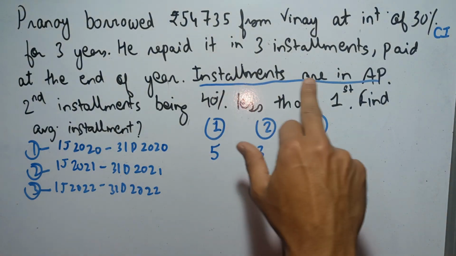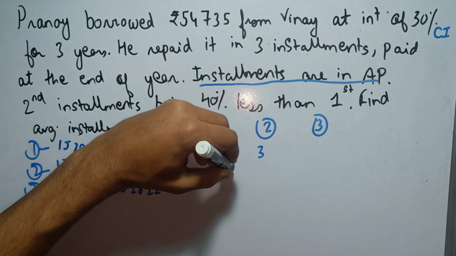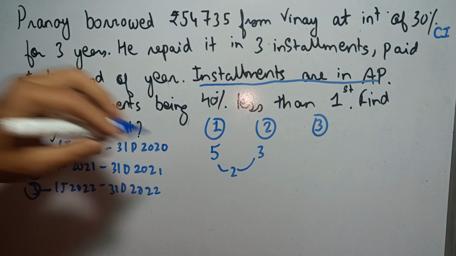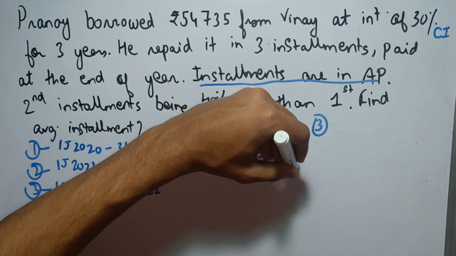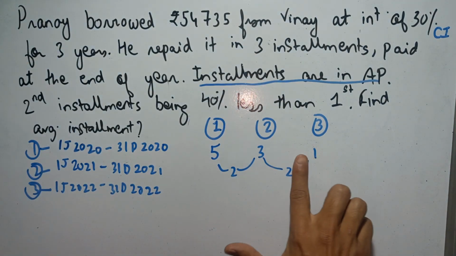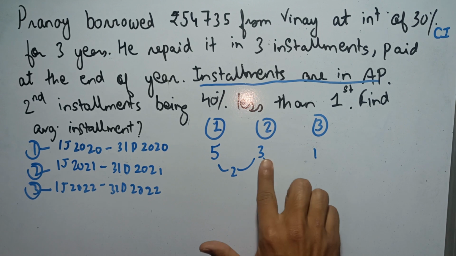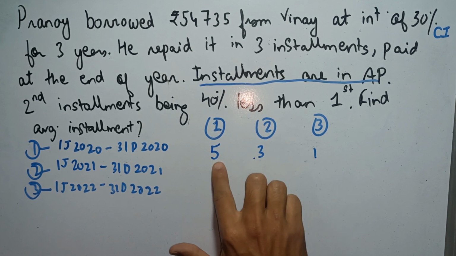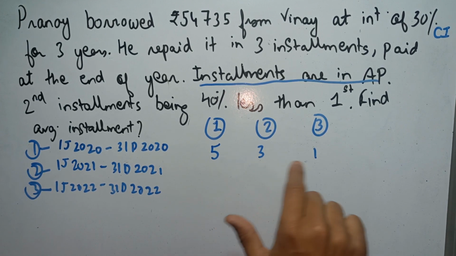Now it's given that installments are in AP. This means the common difference between the first and second installment is 2. Therefore the common difference between the second and third installment would be 2 again, and this would give us that the third installment is nothing but 1. So from here we get the 3 installments are 5, 3 and 1.